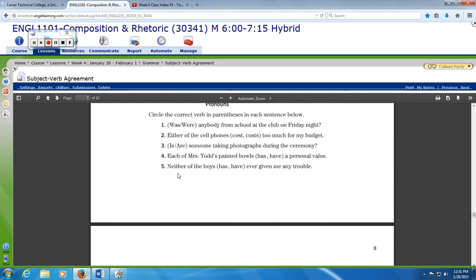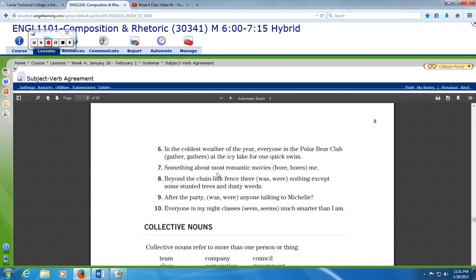Neither, now this is not paired with nor, so this is not a correlative conjunction. In this case, this word is acting like a pronoun. Can they do that? Yes, they can. Remember the word to? Sometimes it's a preposition, sometimes it's the start of an infinitive verb. Okay, of the boys is a prepositional phrase. That's not your subject. Okay, neither, that is your subject. That is singular, so you take the singular verb. Neither has. Neither of the boys has ever given me any trouble.